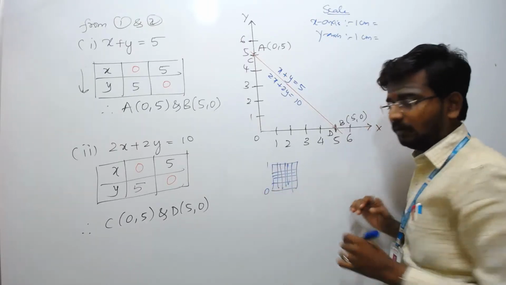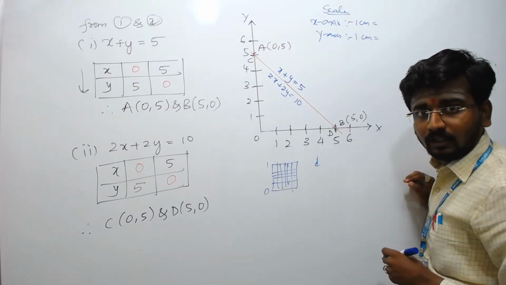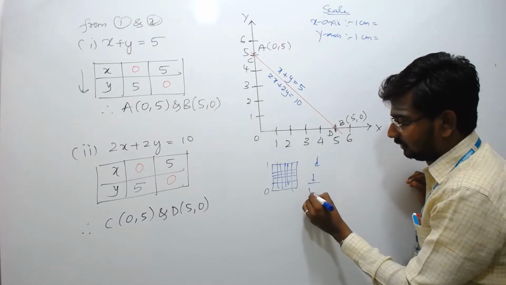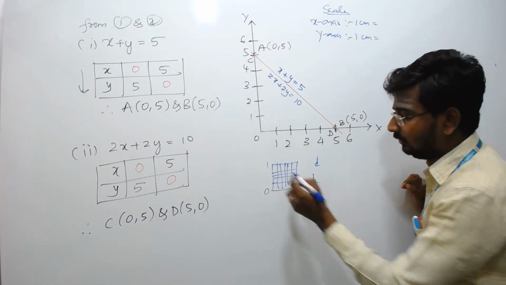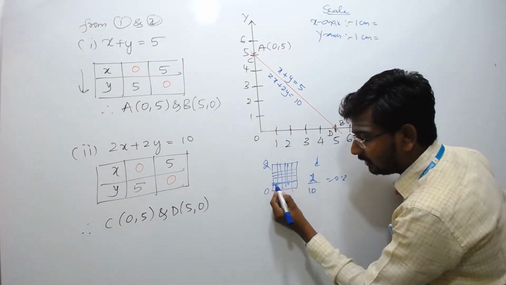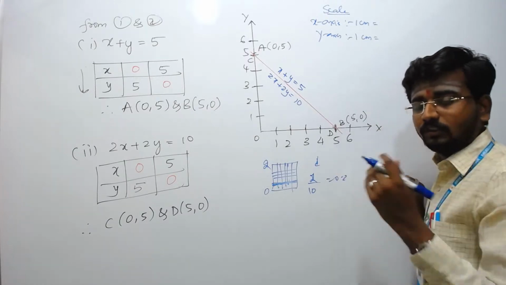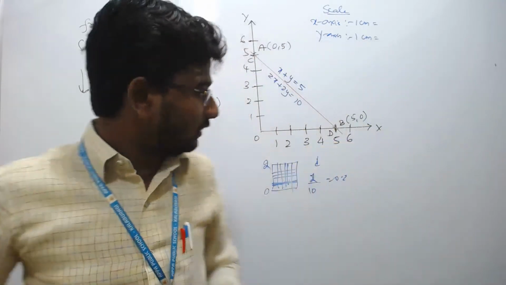So it depends on what value you take. If 10 lines represent 1 unit, then each single line will be 1 by 10. If you take 2 by 10, that is 0.2, so the first horizontal line after 0 will be 0.2. So this is how the scaling factor works here.